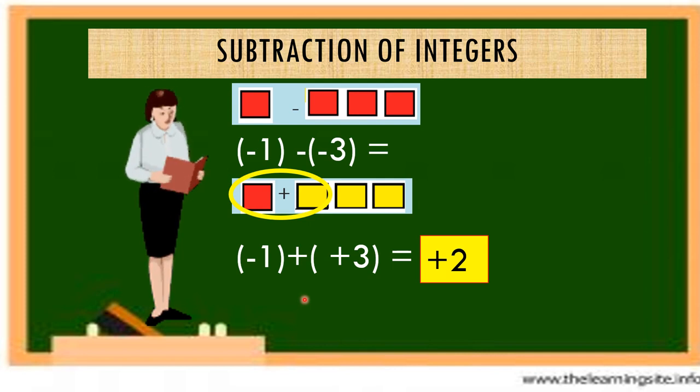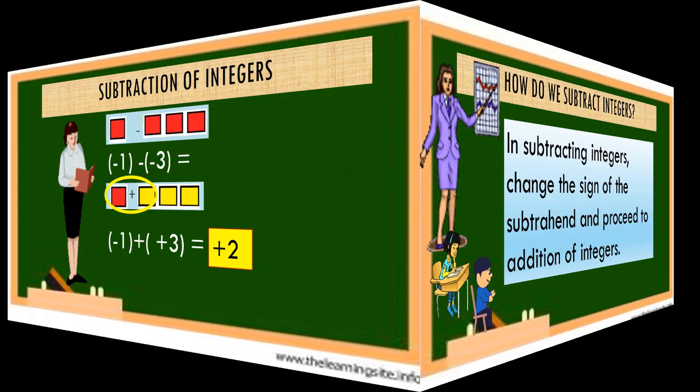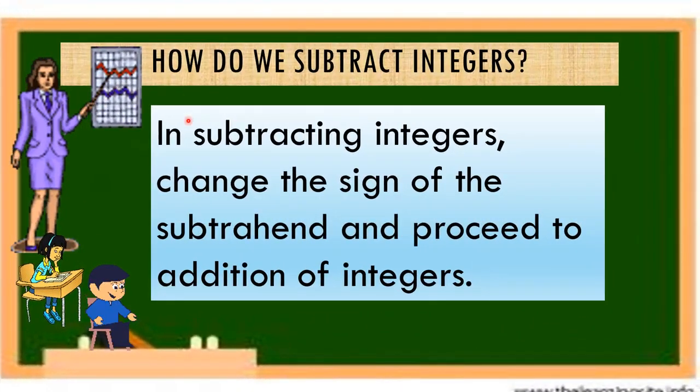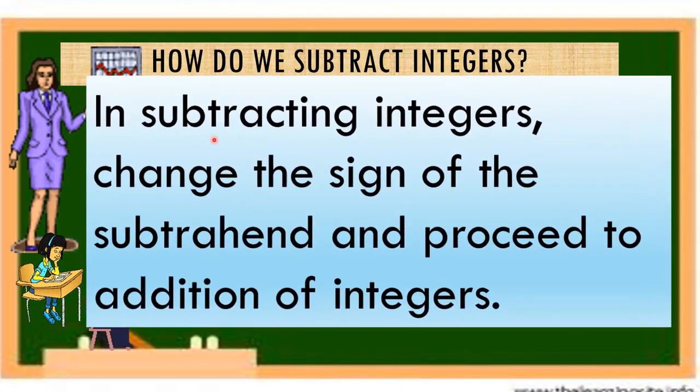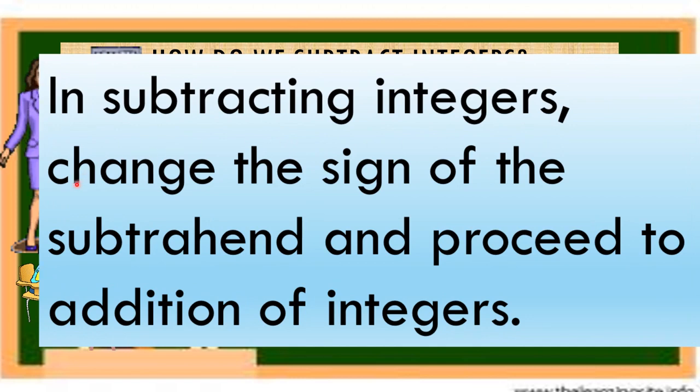So, if we subtract integers, what are we going to do? We change the sign of the subtrahend and we proceed to the process of addition of integers. So how do we subtract integers? In subtracting integers, change the sign of the subtrahend and proceed to addition of integers.